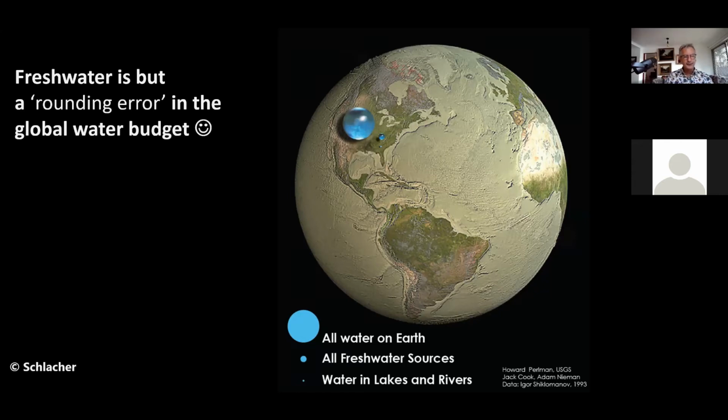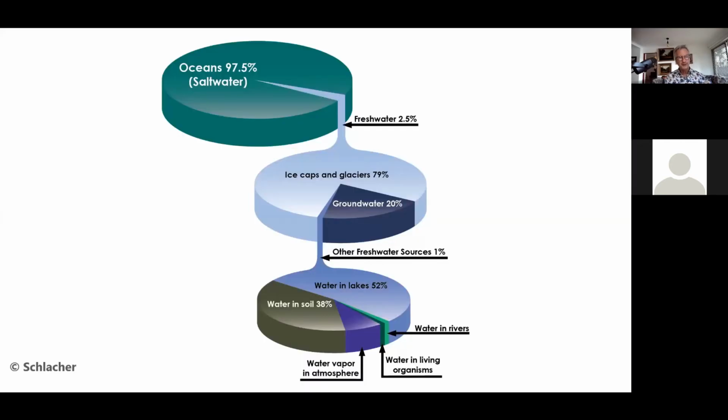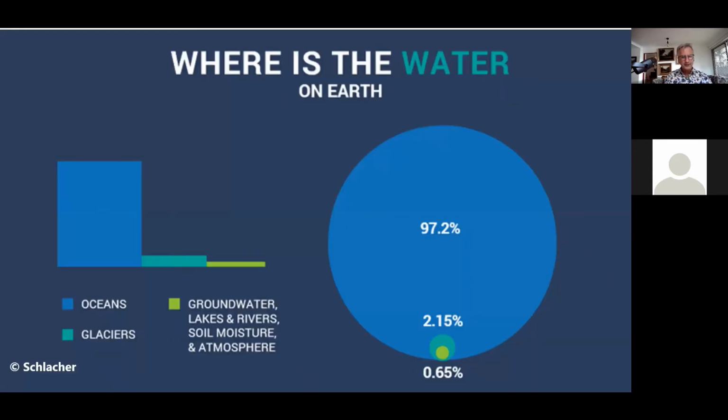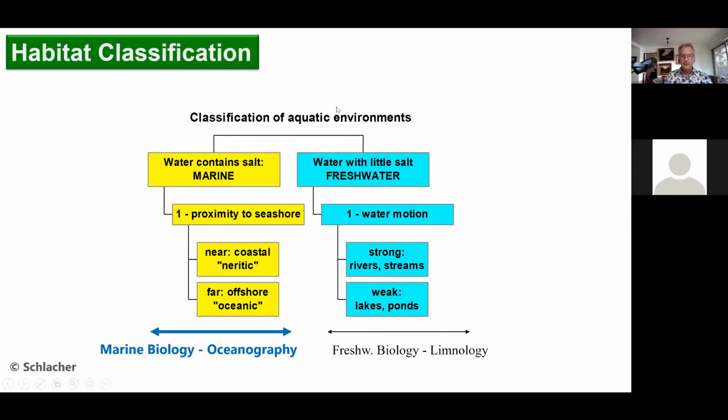So essentially, when we talk about aquatic biology at a global scale, it's all about the oceans. Freshwater is about 2.5%, but it all sits bound up in the ice masses. So particularly in a country like Australia, really, don't bother about it. And here is another slide to show you pretty much the same thing.